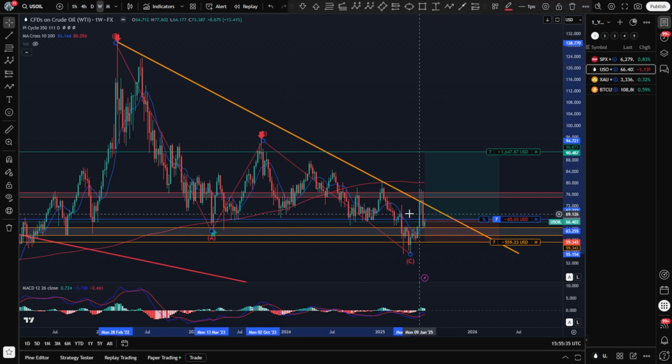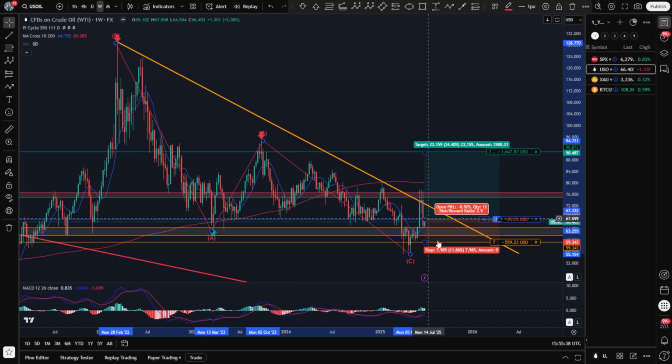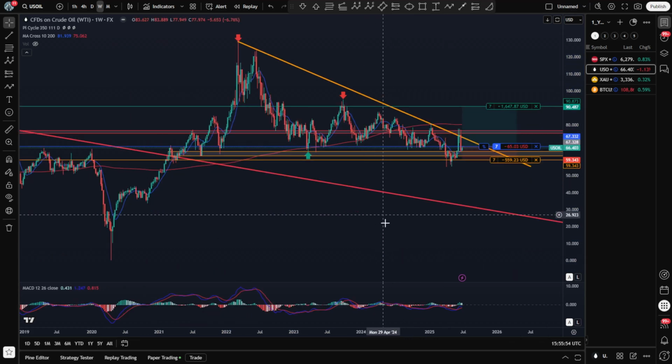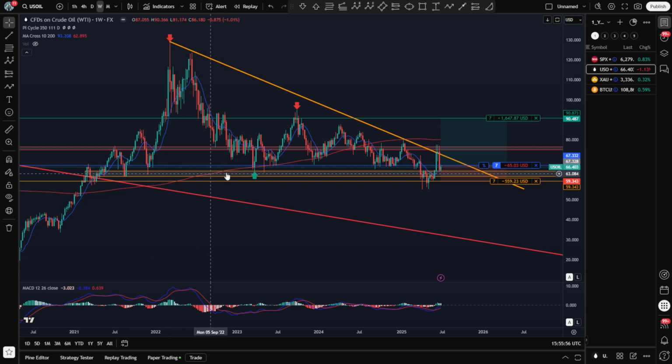It can't be said for sure that point C is already finished. Maybe it will decline even lower and point C will move with that lower. So it's not guaranteed that we will finish this pattern and break next time to the upper side, but it's a possibility. We had this weekly support zone.